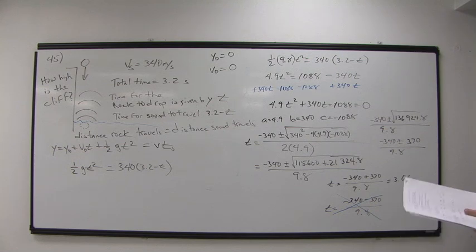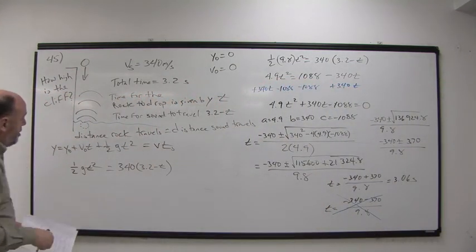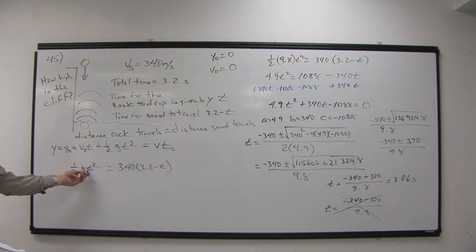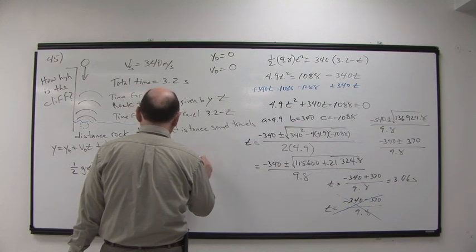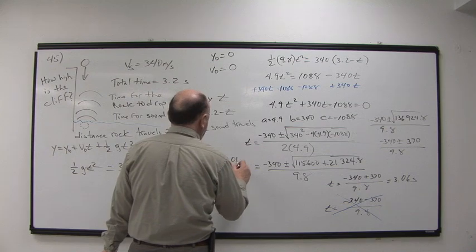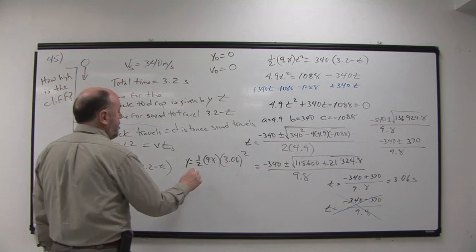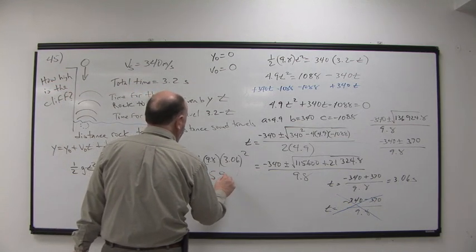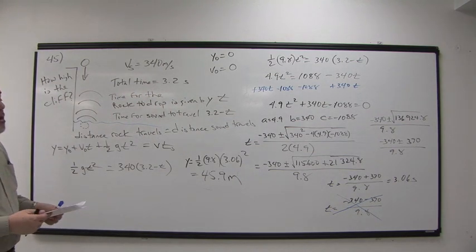And now that we know what the time is, we can figure out how high the cliff is. For the rock, the distance it has to travel is given by that. So y is going to equal 1/2 times 9.8 times 3.06 squared. And we get that the cliff is 45.9 meters. And with that, that will conclude Chapter 2.